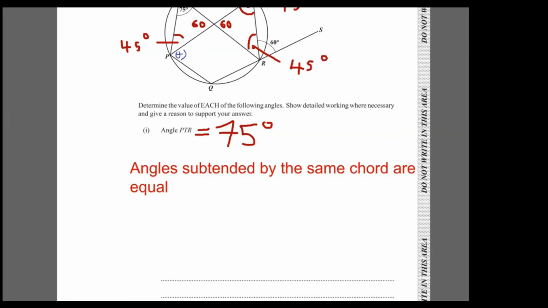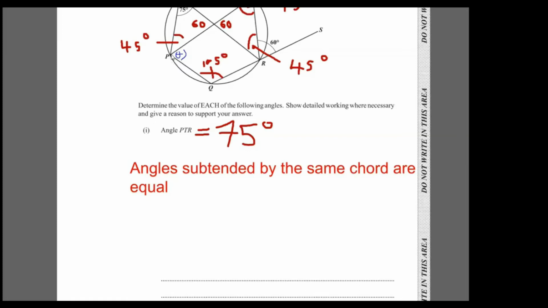Now what I notice is that P, V, R, and Q are four points on the circumference and they form a quadrilateral. So this is a cyclic quadrilateral, and opposite angles of a cyclic quadrilateral sum to 180. So I then know that the angle at Q here is 105.